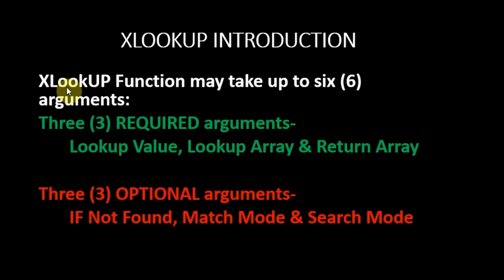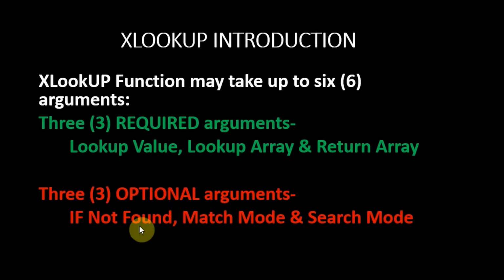The XLOOKUP function may take up to 6 arguments, 3 of which are required arguments. These are lookup value, which is the data that will be looked up, lookup array, this is where the data will be looked up, and return array, this is where we expect our result from. The 3 optional arguments are if not found, match mode, and search mode.